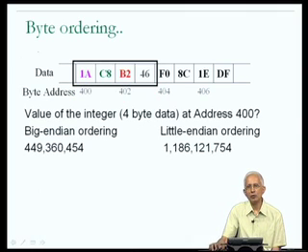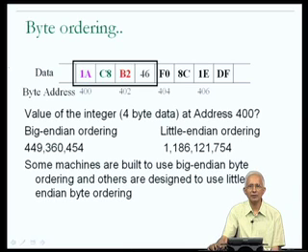You will note that these two are different. They result in different interpretations of the unsigned integer value at address 400. Under the big endian byte ordering, for this picture of memory, the value was 449 million plus, whereas under the little endian byte ordering, the value was much more. And as I had mentioned, I could build a machine which uses the big endian byte ordering convention, and somebody else might build a machine which uses the little endian byte ordering convention. The question to us as programmers then is, does this affect us? Is this something that we should be concerned about?